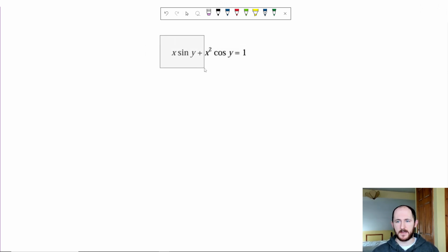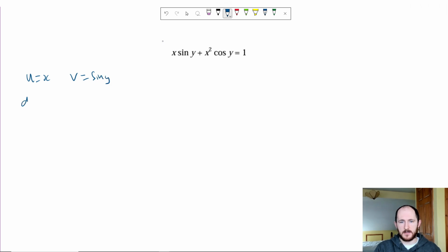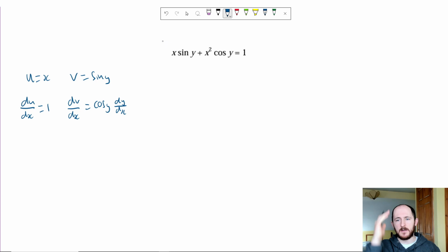So we're going to use it for the left-hand side. So we're going to say that u equals x, v equals sine y. So that means du dx is 1, dv dx is, well, it goes to cos, right? But then it's cos y dy by dx, because again, anytime we differentiate y with respect to x, we need to add that dy by dx to make sure we're not missing anything.